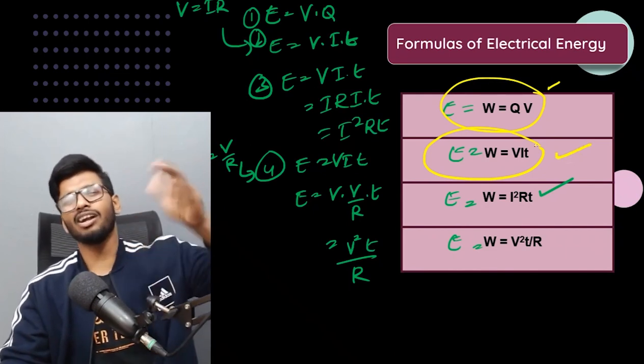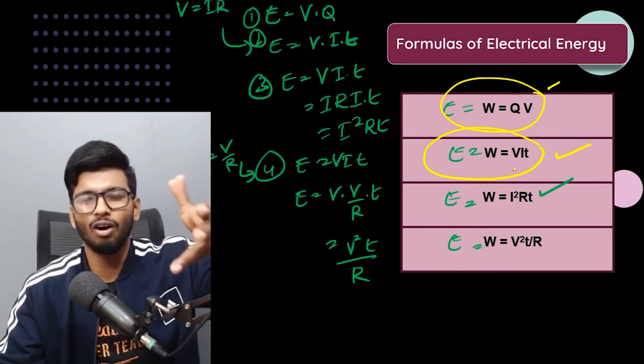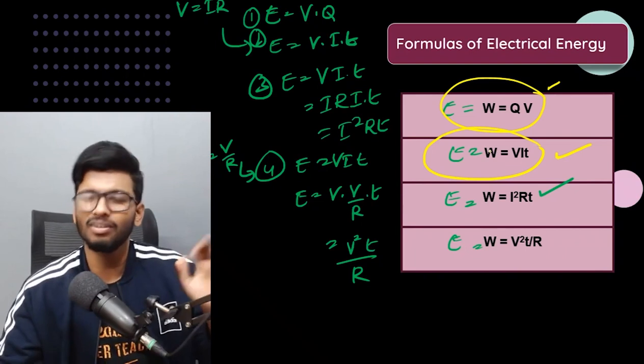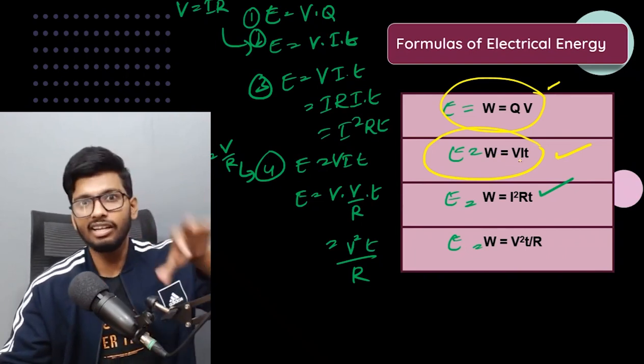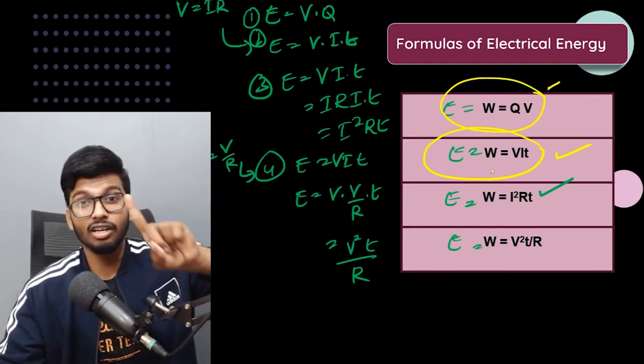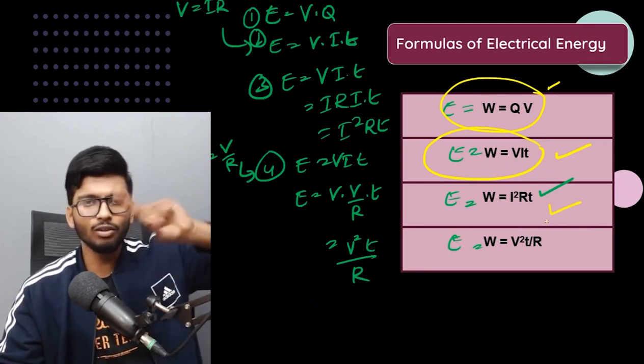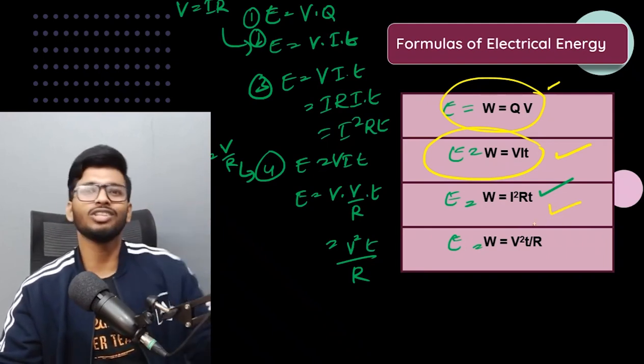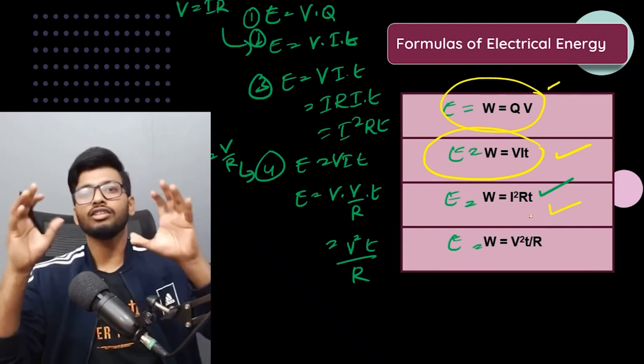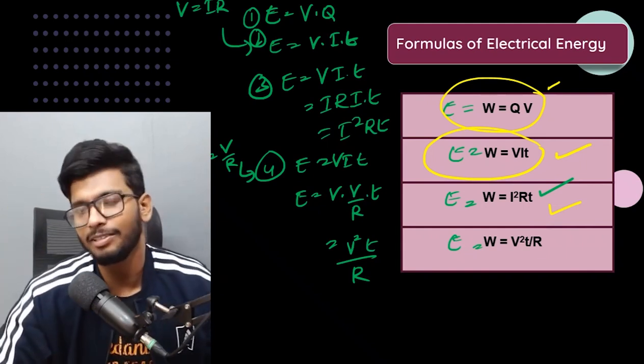For the second and third, you can just substitute the values of I and V respectively, and get the answer. So if in a question they've given you the current, resistance and time, then go with the third equation. If in a question they've given you the voltage, resistance and time, then go with the fourth equation. That's it. All right, people. So this is what is electrical energy.